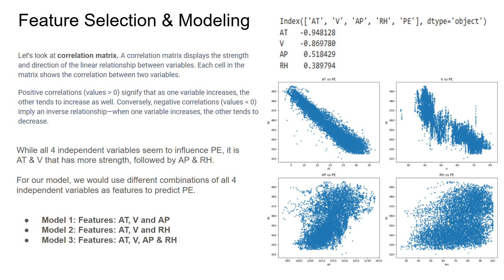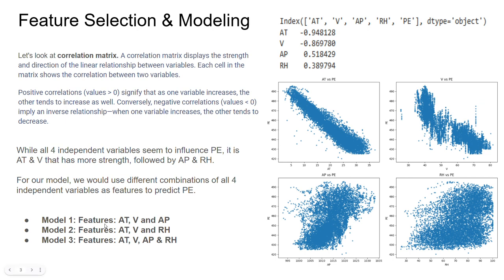Right, on the right side I have plotted also, just so that you understand what I mean. You can see plotting as the temperature increases on the x, the power generation which is on the y, you can see it is decreasing. Same goes for vacuum, right? The other two are scattered. They had some influence, but it's not that pronounced.